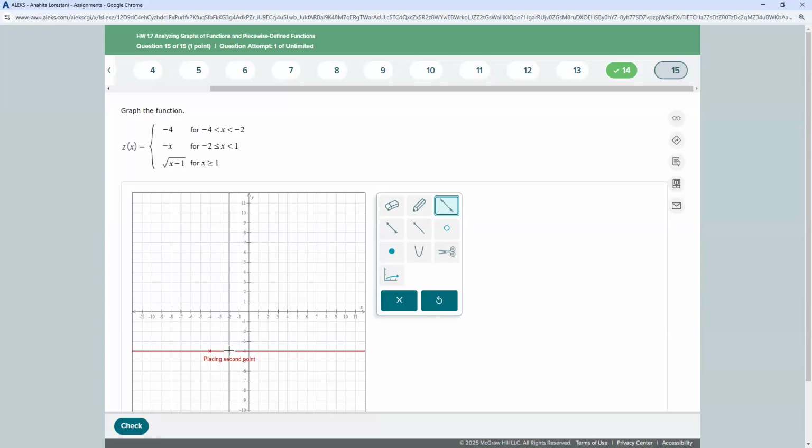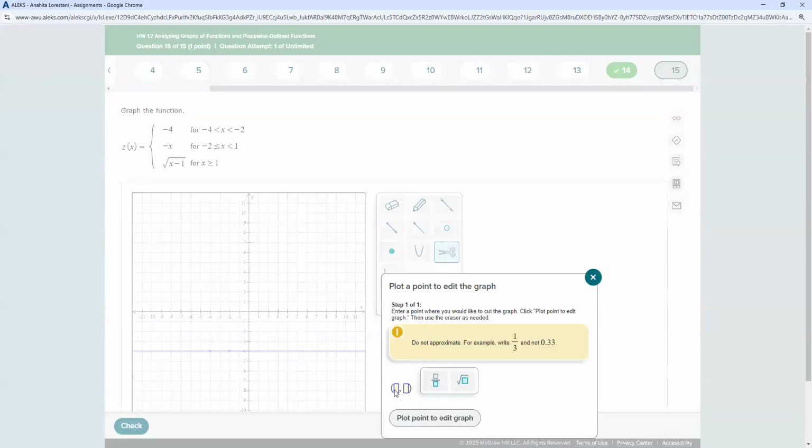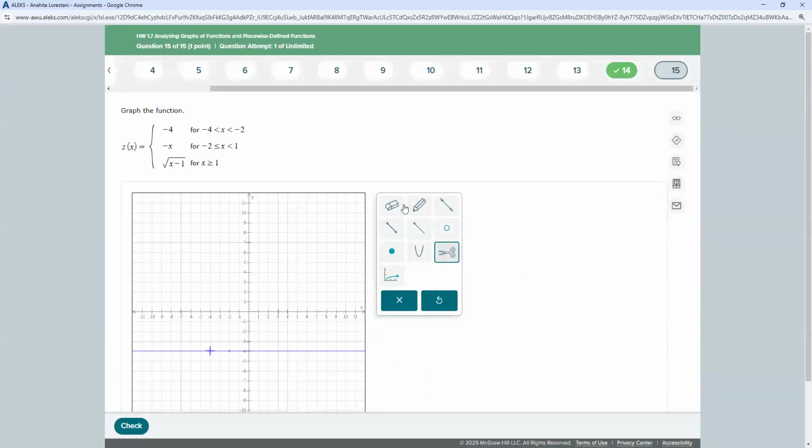So I get this point. I want to erase both sides, so I just go and say cut. Where do I want to cut? I want to cut from this end, -4x and -4y. I want to cut from that end. So I go and take the eraser, and I cut that.